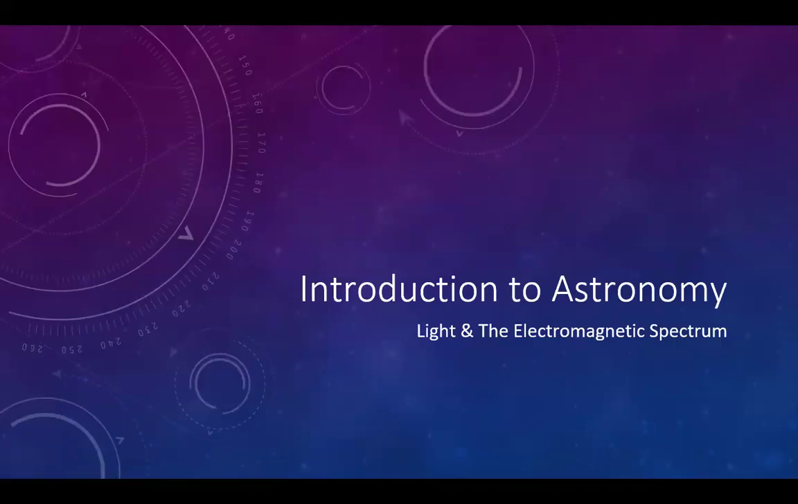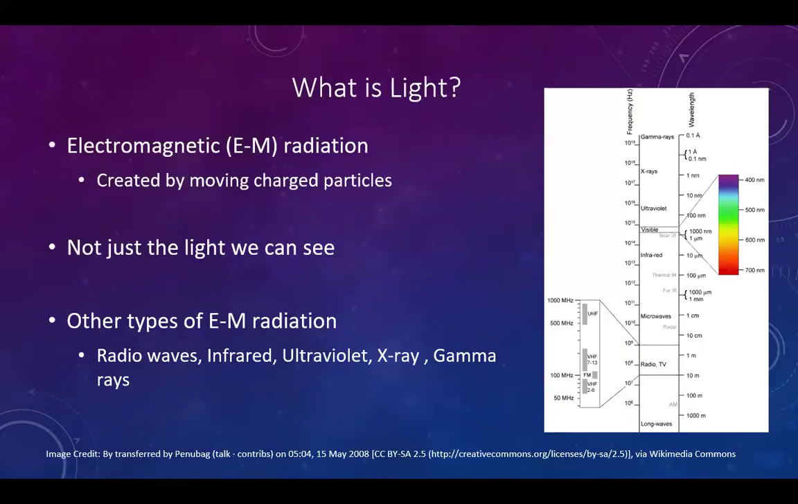So we're starting up chapter 5 on light and the electromagnetic spectrum. Light is electromagnetic radiation. It's oscillations of electric and magnetic fields. It's created by moving charged particles. And this is not just the light that we can see. Right now, the projector is generating light, which is hitting the screen, bouncing off, and entering your eyes.